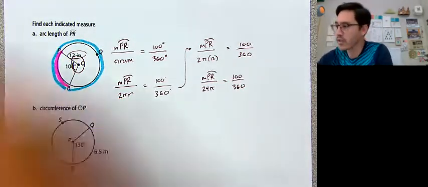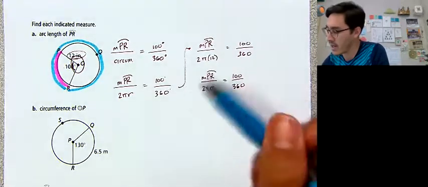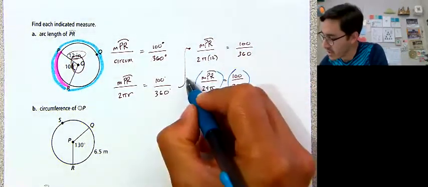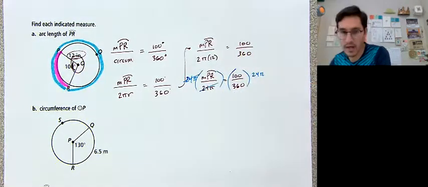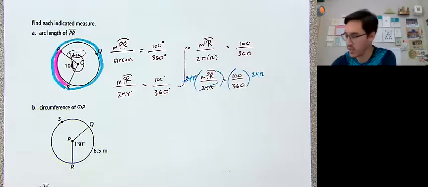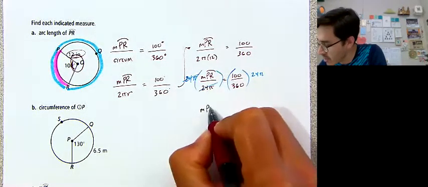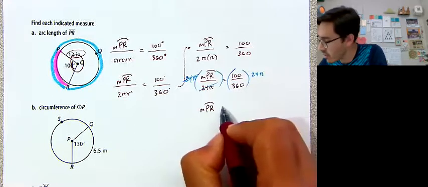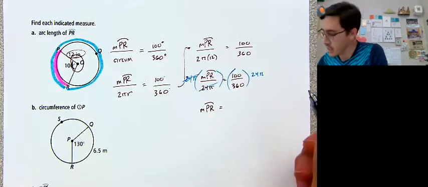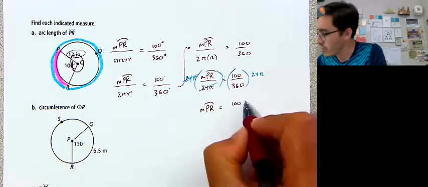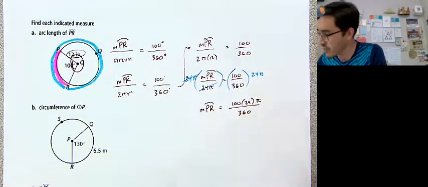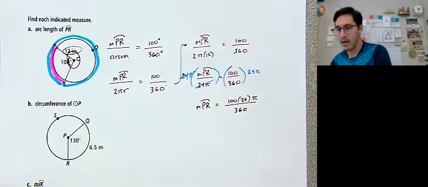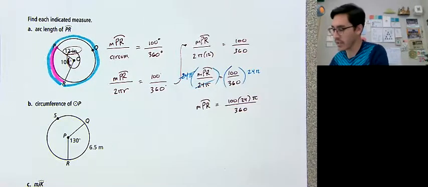Okay. So at this point, we're ready to solve. We're going to multiply both sides by 24 pi. Anything divided by itself is 1, so those cancel. The measure of the arc PR is equal to 100 times 24 times pi, all divided by 360. We could leave our answer like that. I'm also going to simplify it and then convert it to a decimal.